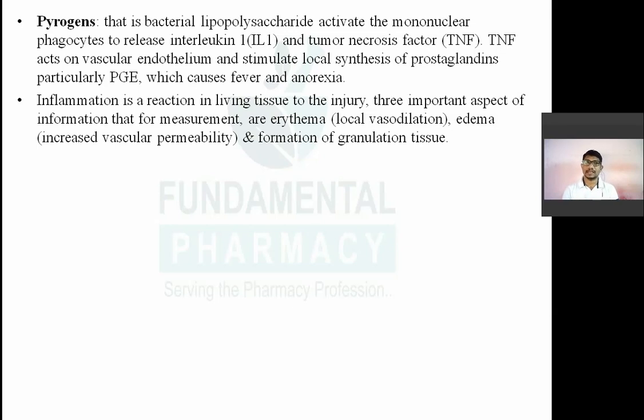There are three aspects of inflammation that are used for measurement. First, erythema. Erythema means local vasodilation, so there is a local redness on the skin due to erythema. Then edema. Edema means increased vascular permeability. So the permeability of the blood vessel will increase, and the fluid inside your blood will leak outside the blood vessel into the interstitial fluid.